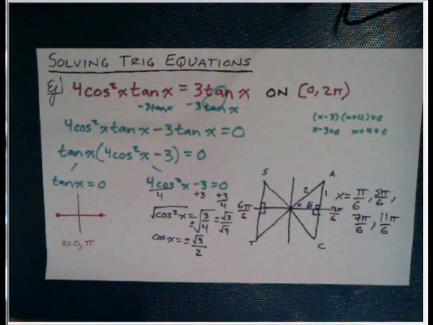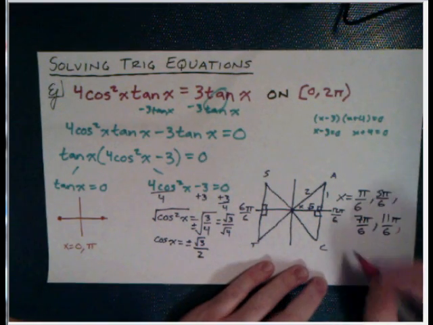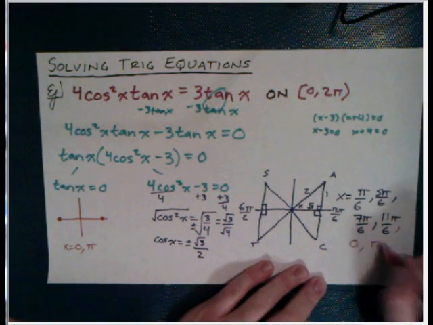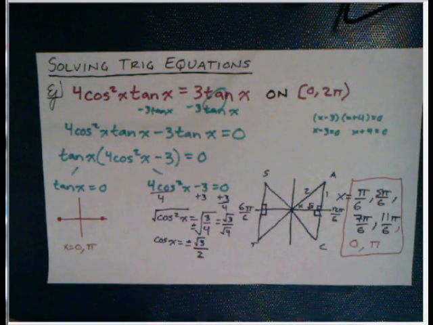Which means that when we combine it with our original two solutions from over here, we're going to have 6 total solutions, including 0 and pi, and all these other guys. So there are 6 solutions to this trig equation.